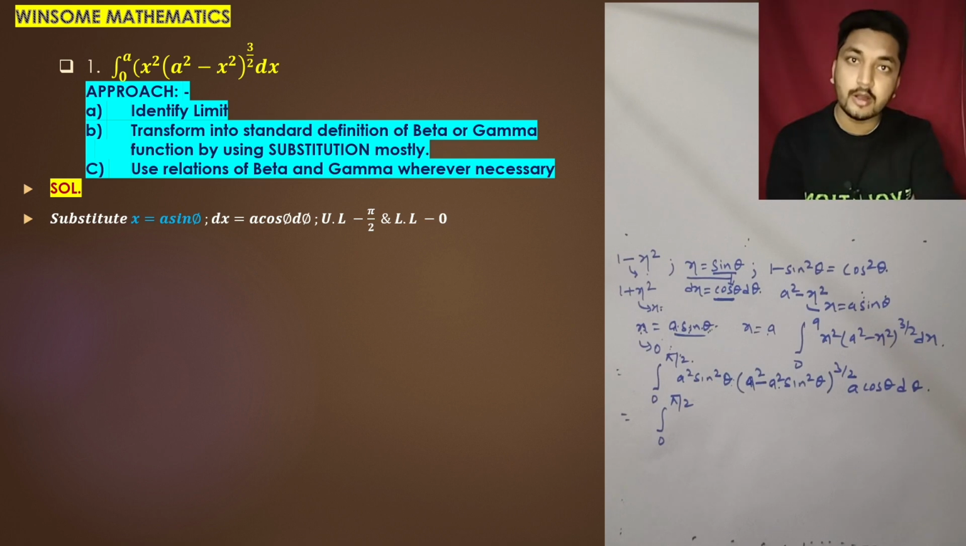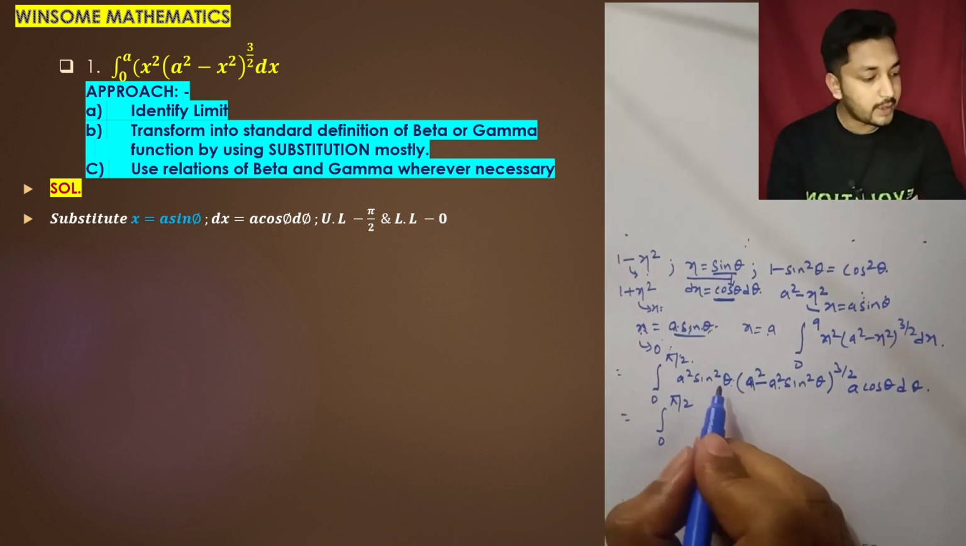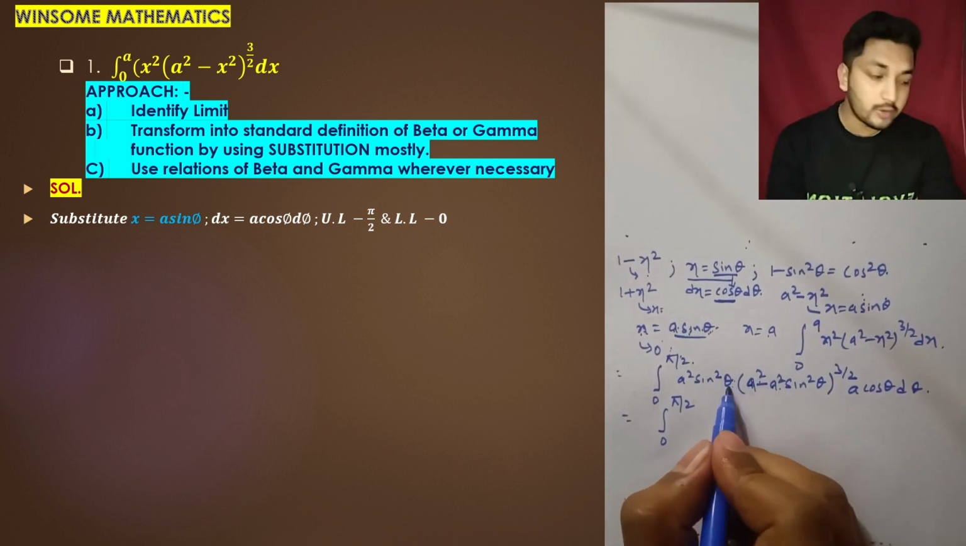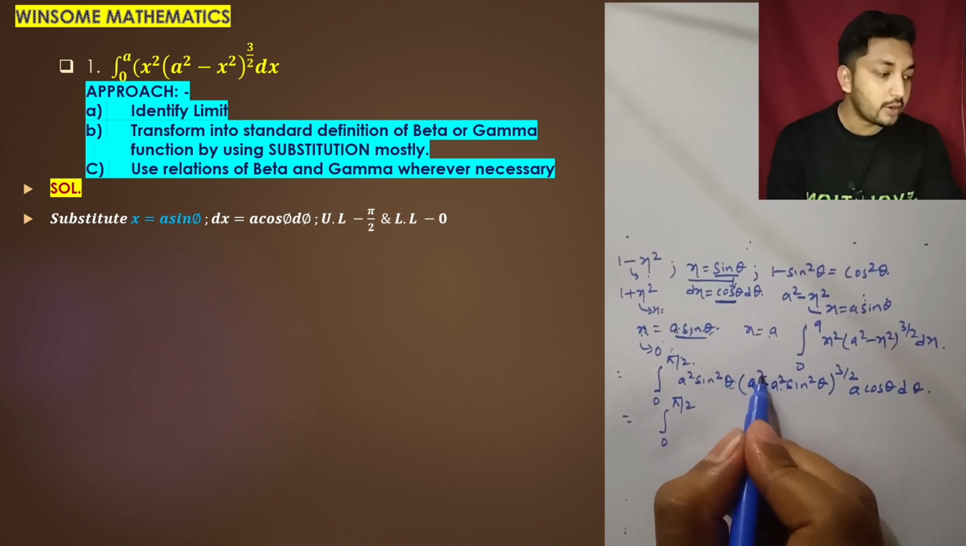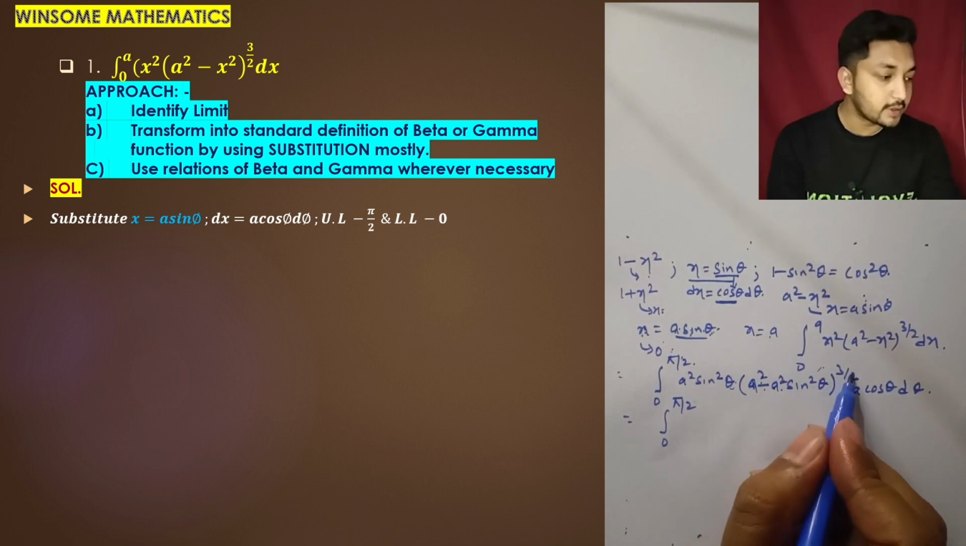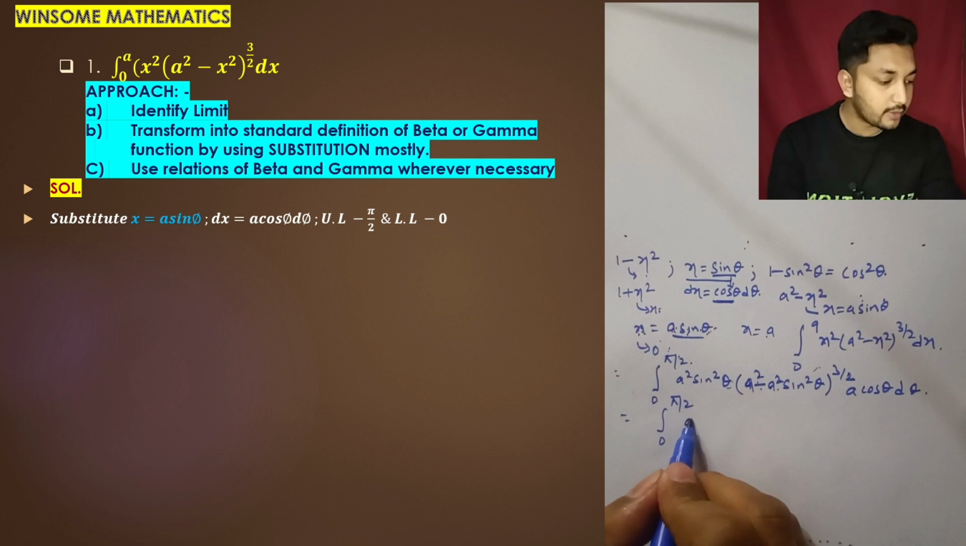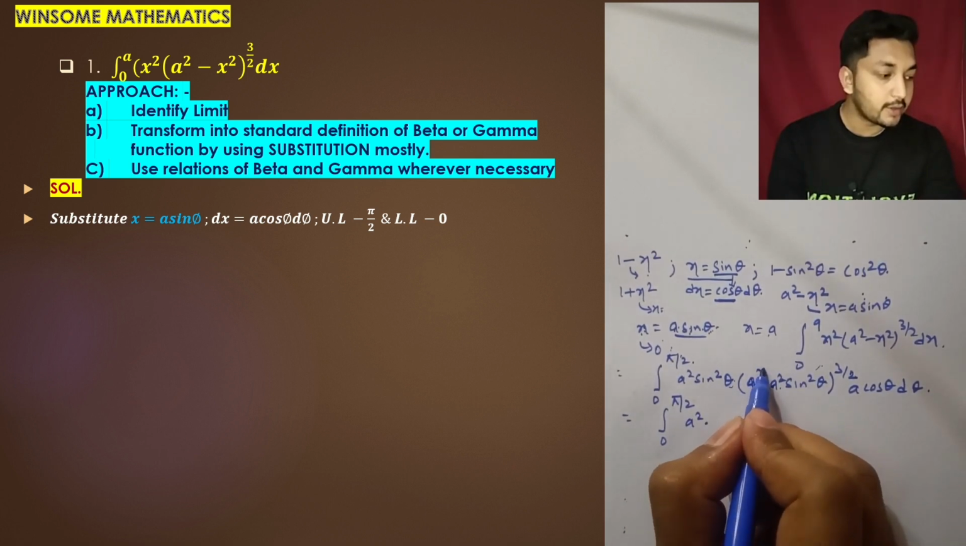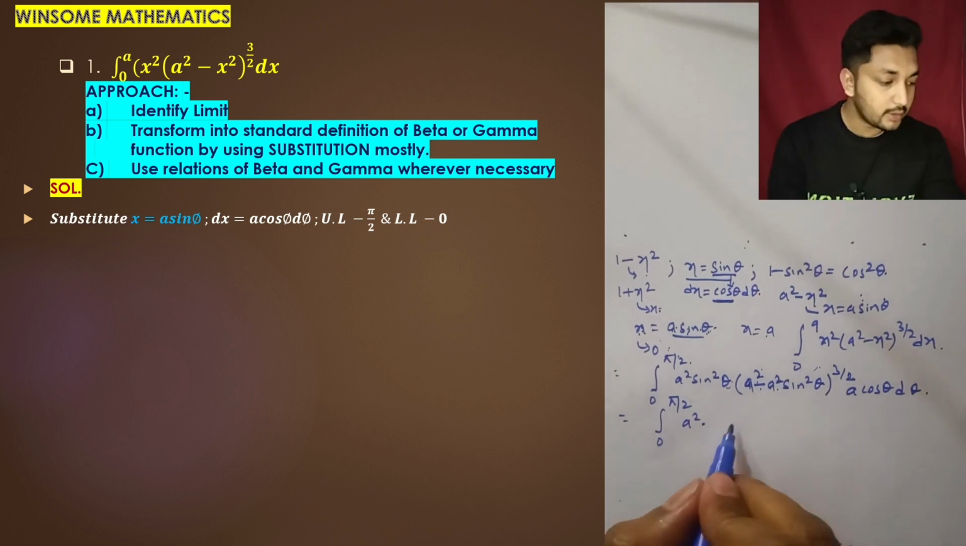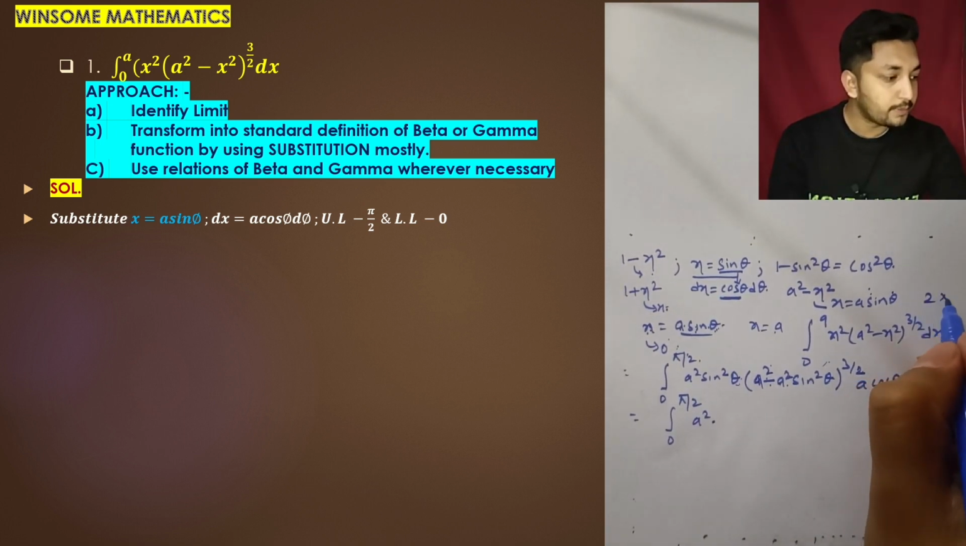So we will see how to solve it. Simple, we will take a square common, so a square will come out of this bracket. But how? 2 into 3 by 2, because this is the power. So a square into a, that is a cube, and a cube into a square into 3 by 2, that is 2 into 3 by 2.